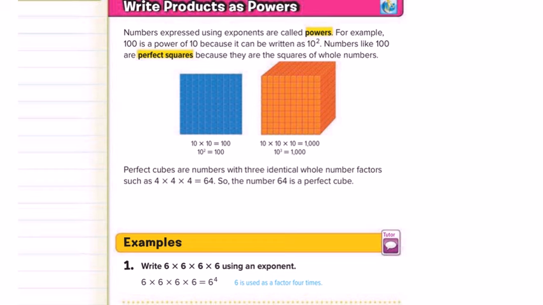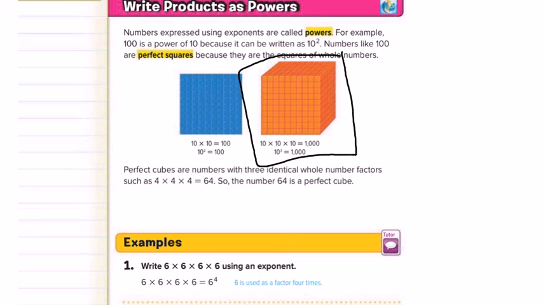There are also things like perfect cubes, which are numbers with three identical whole number factors, such as 4 times 4 times 4 equals 64. So they would create a perfect cube. So the number 64 is a perfect cube. Also, the orange example of the cube above shows you a perfect cube using the factor 10. You have 10 times 10 times 10, which equals 1,000, which will then create this perfect cube.